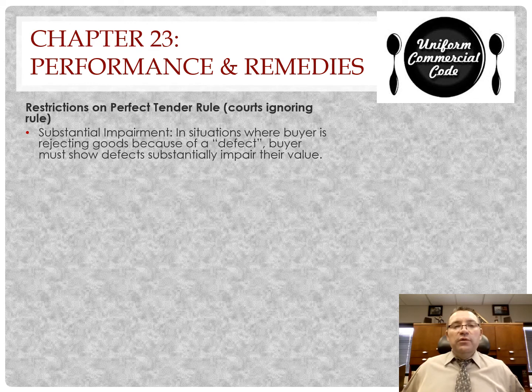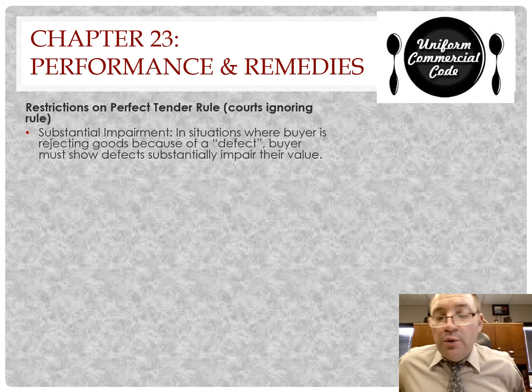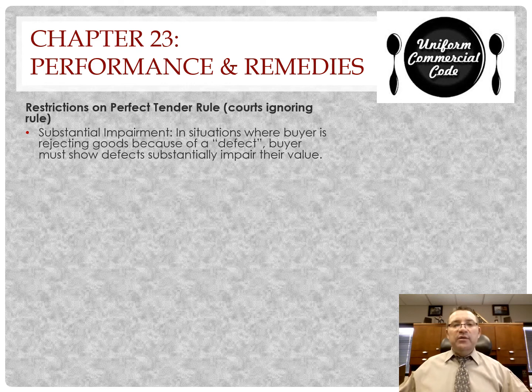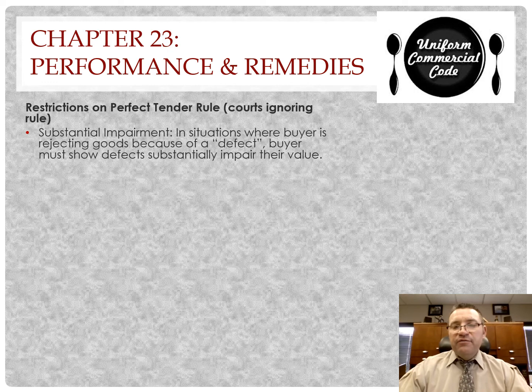Restrictions on the perfect tender rule, again, courts are generally going to ignore, and I've already talked about this a little bit, a substantial impairment in situations where buyers are rejecting goods because of a defect. The buyer must show that those defects substantially impair their value. Again, if the specifications were off 0.1, 0.2 or whatever, but it clearly would perform exactly the way it was intended to perform, then you're going to lose in this situation. You're not going to be able to prove that defect, although it was a defect, you agreed that it was going to be 0.5 whatever, and it clearly is off of 0.5. It's a defect in what we agreed to.